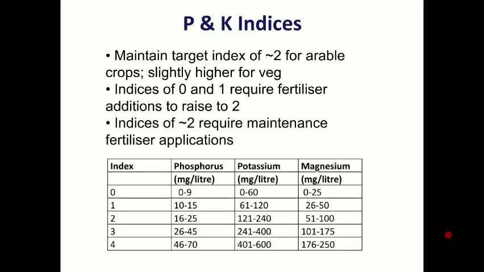In arable crops, we're aiming for an index of about 2 for phosphorus and potassium. So that means if you have an index right now for phosphorus or potassium of 0 or 1, then you need to put on some extra fertilizer to get that index up to 2 gradually. Once you have an index of around 2, then you still put some fertilizer on, and that's what we call maintenance applications, which are just enough to replace the nutrients that the crops removed every year.